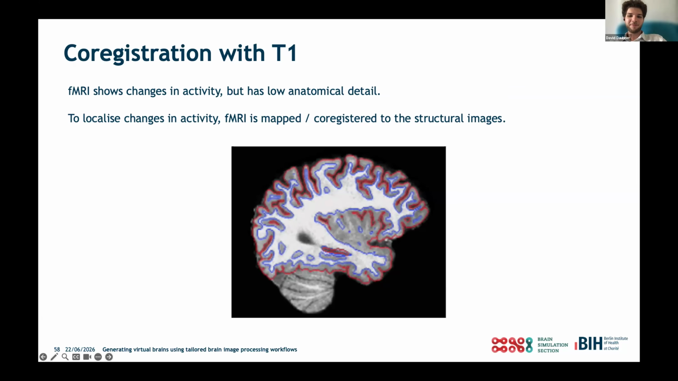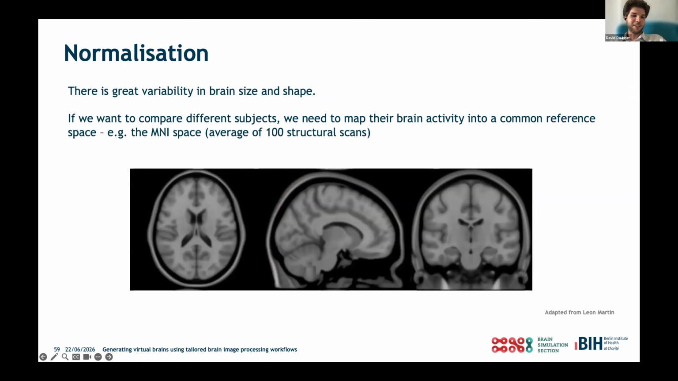Next slide, please. And then even once we have co-registered functional and structural images, we still face the problem of different brains having different sizes and shapes. So we need to normalize the image we have. Next slide, please.